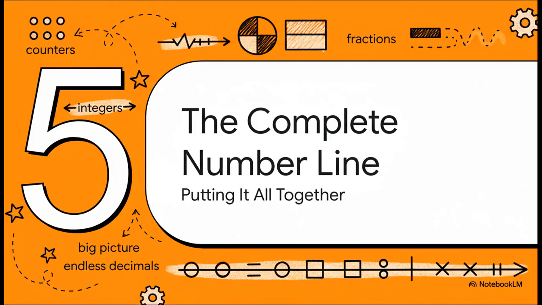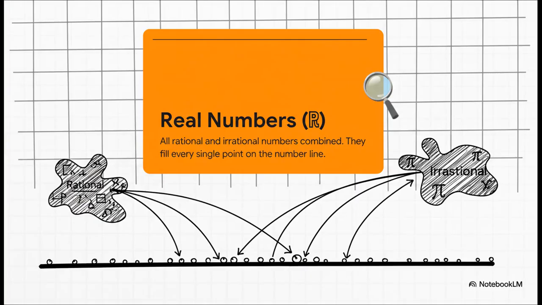Okay, deep breath. We've explored the counters, the integers, the fractions, and those wild, endless decimals. Now it's time to put all the pieces together and look at the big picture. This is it, the grand finale, the whole shebang. The set of real numbers is what you get when you combine everything we've talked about. You take all the rational numbers, all the irrational numbers, and you put them together. They fill every single conceivable point on the number line with absolutely no gaps.